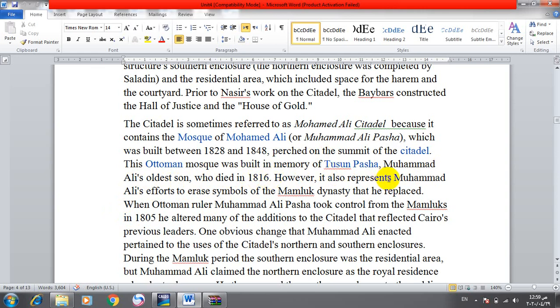However, it also represented Muhammad Ali's efforts (جهود محمد علي) to erase, عشان يمحو أو يطمس, symbols (رموز) of the Mamluk dynasty that he replaced. أي حاجة من الآثار من المماليك اللي هو جه حل محله.